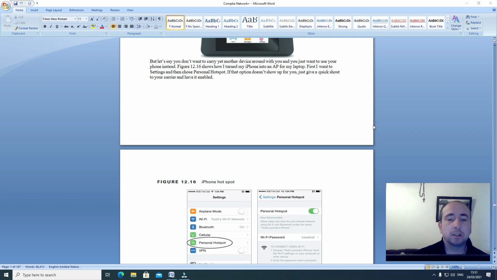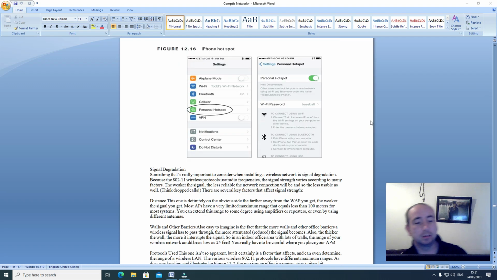But let's say you don't want to carry yet another device around with you, or that you just want to use your phone instead. Figure 12.16 shows how I turned my iPhone into an access point for my laptop. First I went to Settings, then I chose Personal Hotspot. If that option doesn't show up for you, just give a quick shout to your carrier to have it enabled.